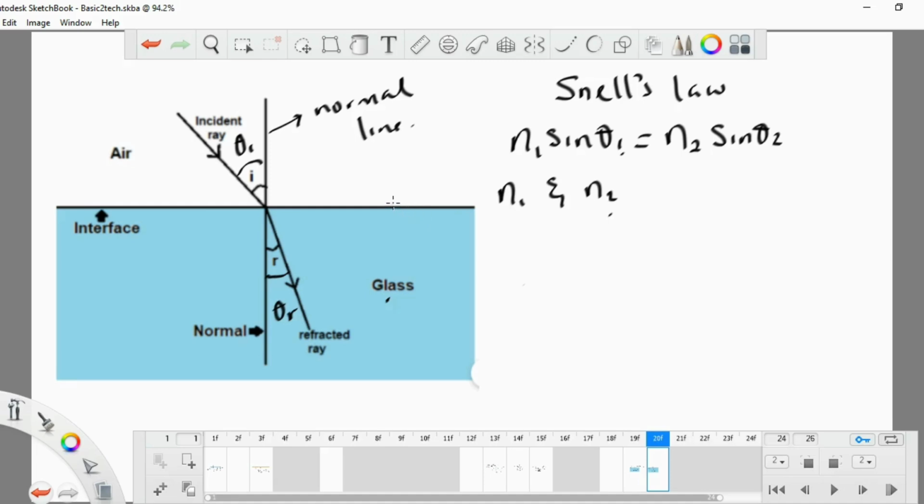If light is moving from a less dense medium, in this case air, to a denser medium, the light rays will bend towards the normal line because the glass medium is more dense than air. Now, if the light was moving from a denser medium to a less dense medium, it tends to move away from the normal line. So please, you have to remember that.